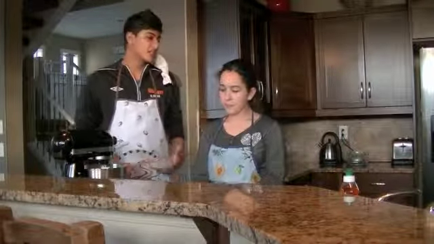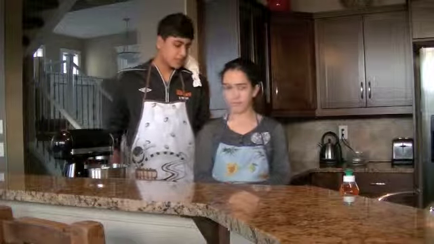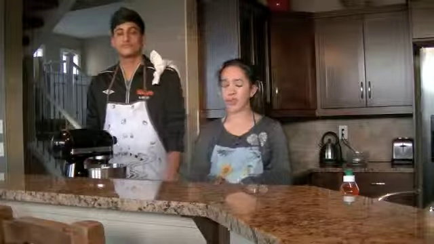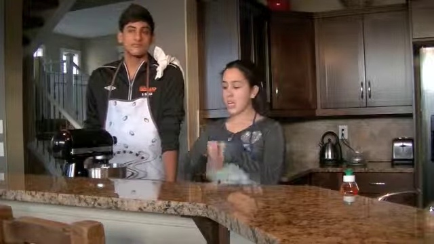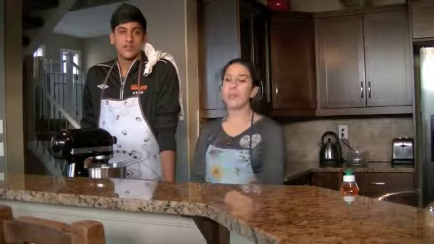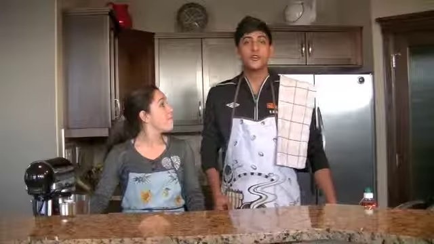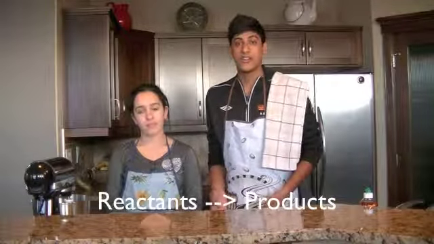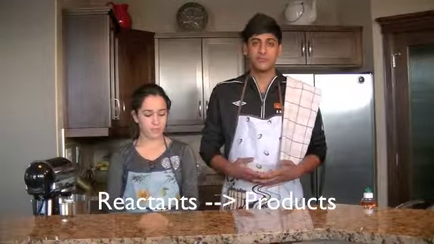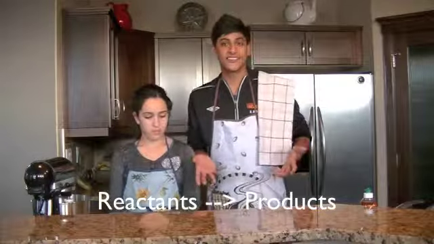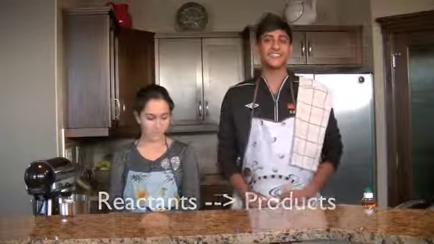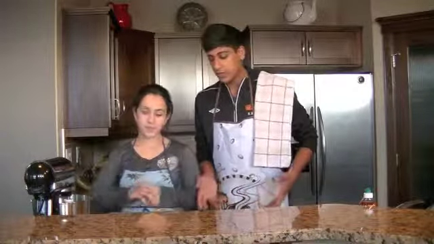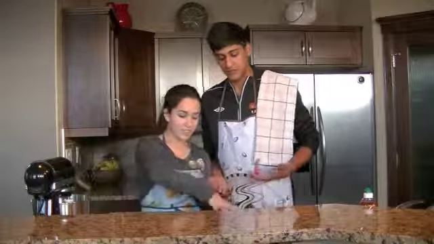So Sarah, can you please explain to our viewers what stoichiometry is, please? Well, stoichiometry is the ratio of different moles of elements in a chemical equation. It's going to make more sense when we start baking. So for chemistry purposes today, we're going to talk about reactants and products. Our reactants are basically going to be the ingredients, and our product is going to be the chocolate chip cookies. So Sarah, can you please go through the reactants and talk about them?